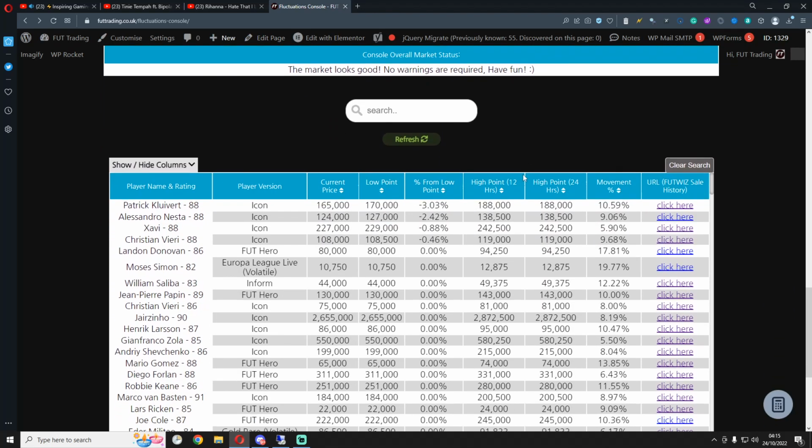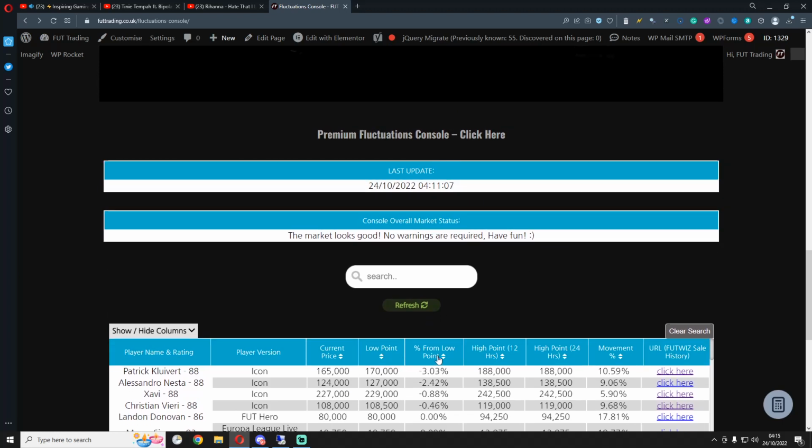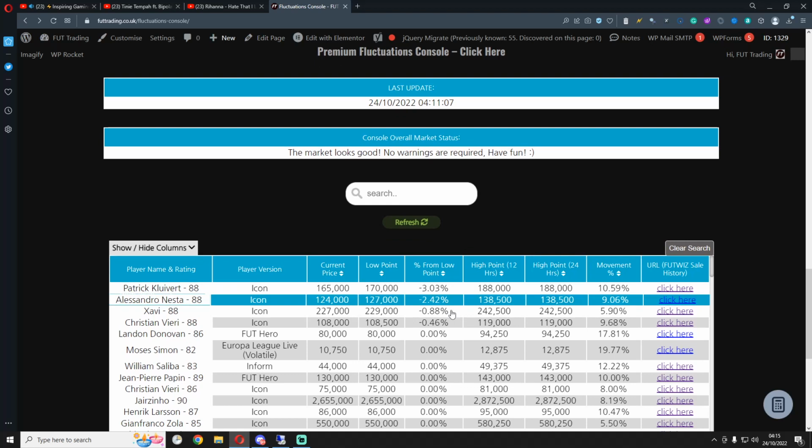What you can now do is, again, we'll go to the premium fluctuations because I don't actually think you'll use this area too much. However, the same concept applies, okay?